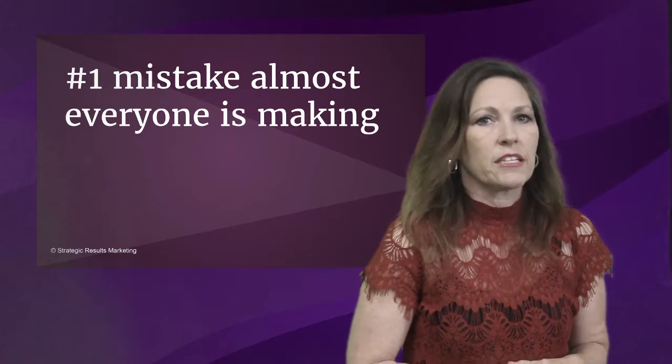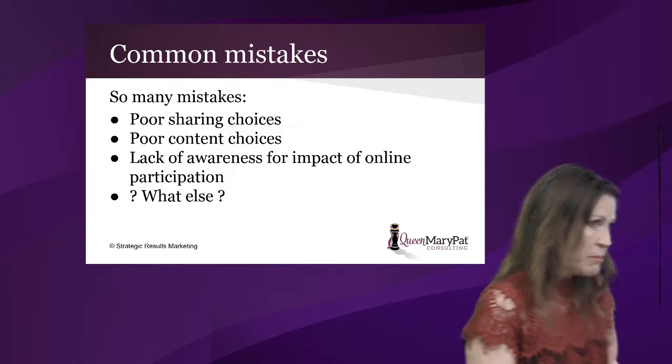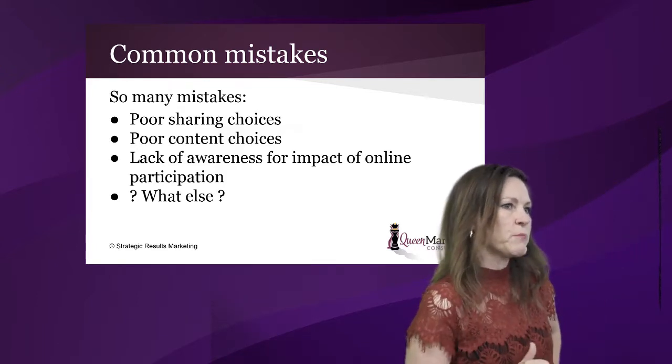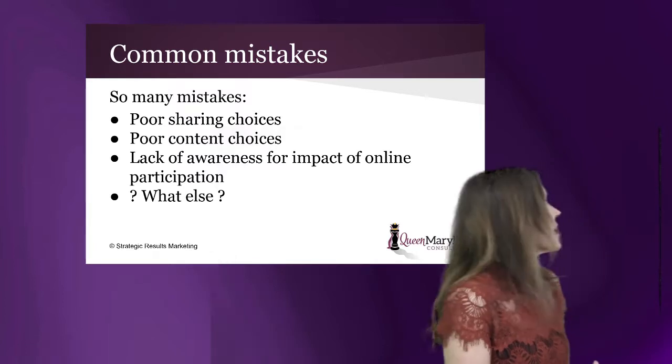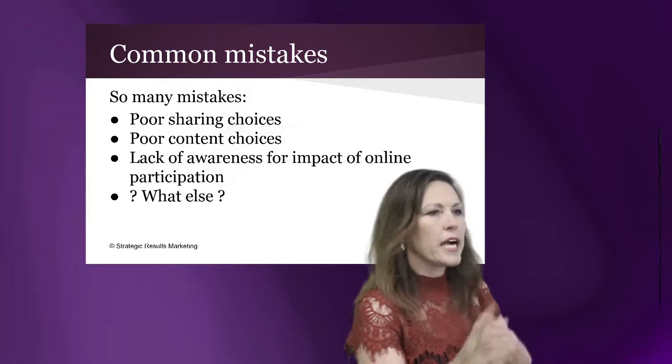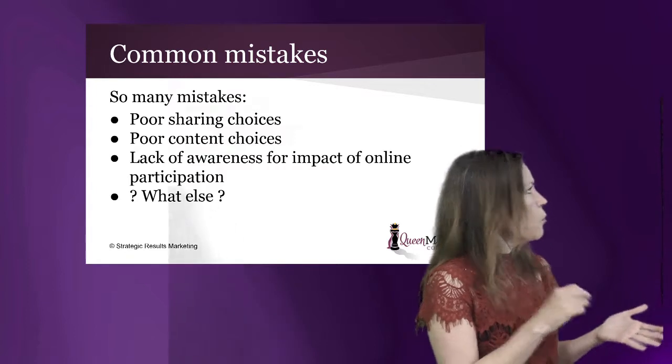All right, so the number one mistake almost everyone is making. Do you have any ideas of what this might be? There are lots of mistakes that we see people making. So poor sharing choices online. We've all seen this happen firsthand. We've probably been related to people this last year who have made some poor sharing choices. Content, just sharing something that probably you shouldn't be sharing. Lack of awareness for the impact of the online participation. We see our younger generation doing this a lot more. What happens with that information? Because a lot of information stays there forever. So do you want your great-grandmother to see it? And do you want to see it when you're a great-grandmother?